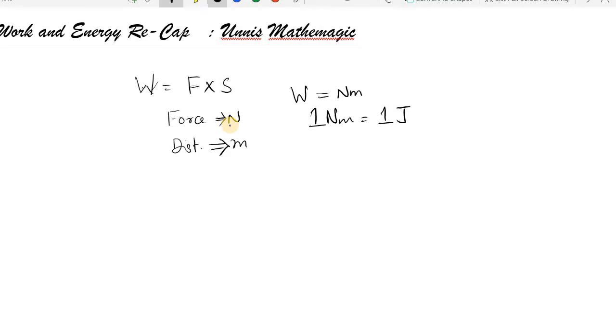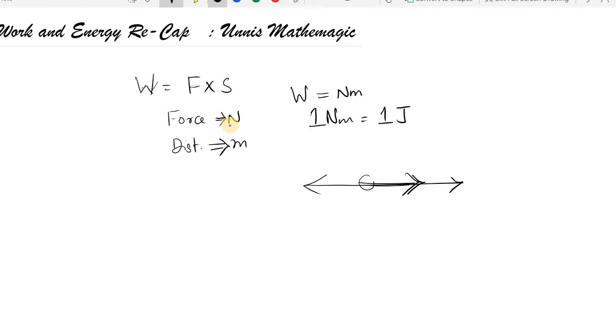Now the key thing to note is the direction of the movement should be in the direction of the force. So W is equal to force into displacement or distance. The important thing to note there is the direction of the force and the displacement. The displacement should either be in this direction or in this direction. It should be in the line of the force.